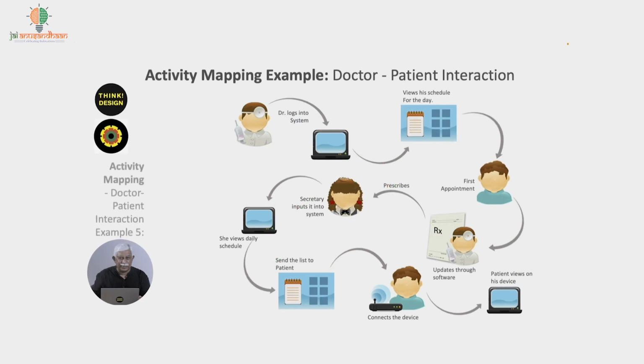Let's look at some more examples. This is an example of doctor-patient interaction. The doctor logs into the system, looks at the schedule, makes the first appointments, looks at the software, and then prescribes, which the secretary inputs into the system. That becomes the prescription for the patient, and he gets it on his computer or mobile. So, just the start of the process.